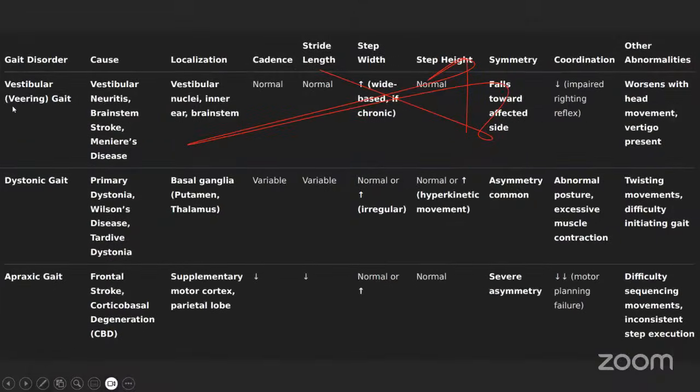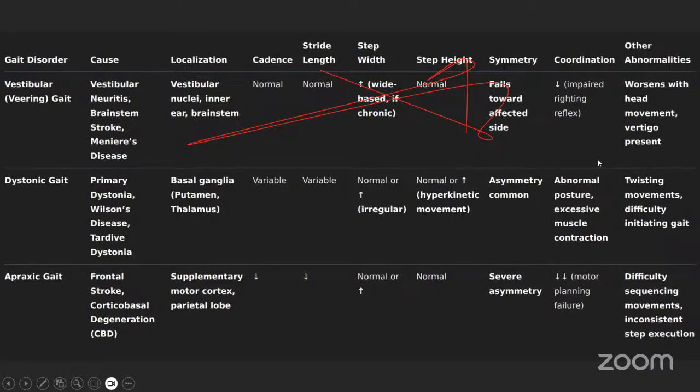In vestibular gait, it is a veering gait. Causes are vestibular neuritis, brainstem stroke, and Meniere's disease. Affected are the vestibular nuclei, inner ear, and brainstem. Cadence and stride length will be normal. Step width may be increased if it's chronic, and height will be normal. They will fall towards the affected side. Coordination is reduced with impaired righting reflexes, and the gait worsens with head movement.